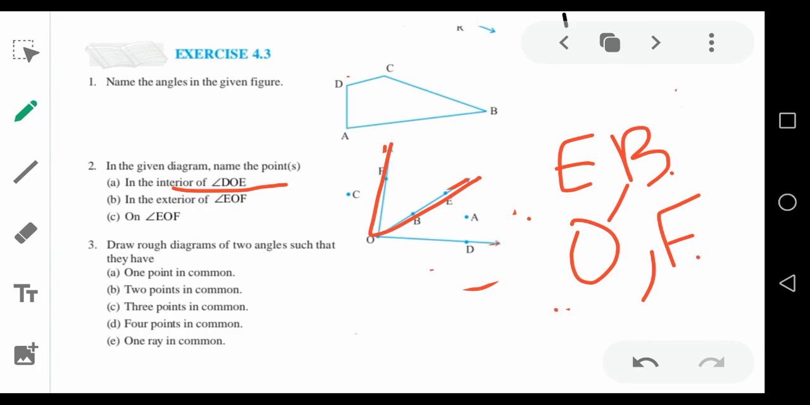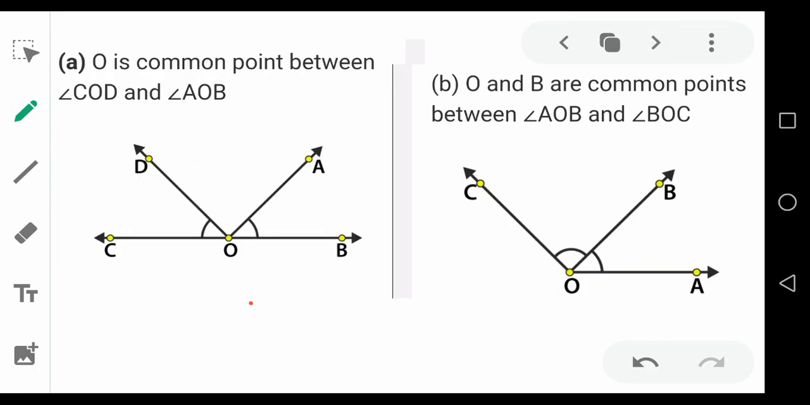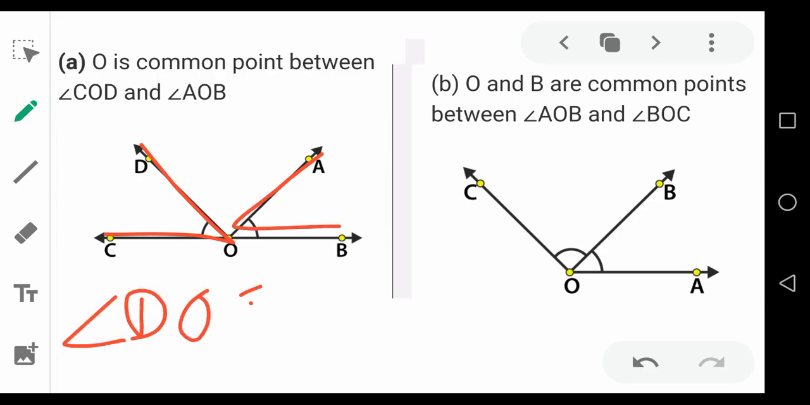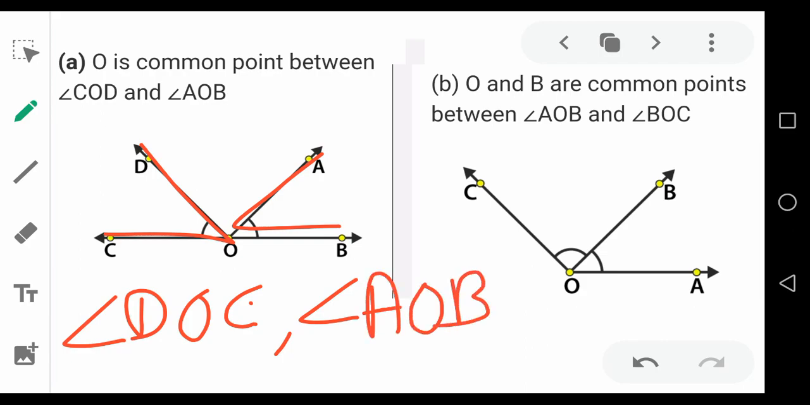Now the next question is, draw a rough diagram of 2 angles such that they have 1 point in common. So 2 angles, they have 1 point in common. Here you can see these 2 angles. Which are the 2 angles? Angle DOC and angle AOB. They have point O as common. So this is the answer.